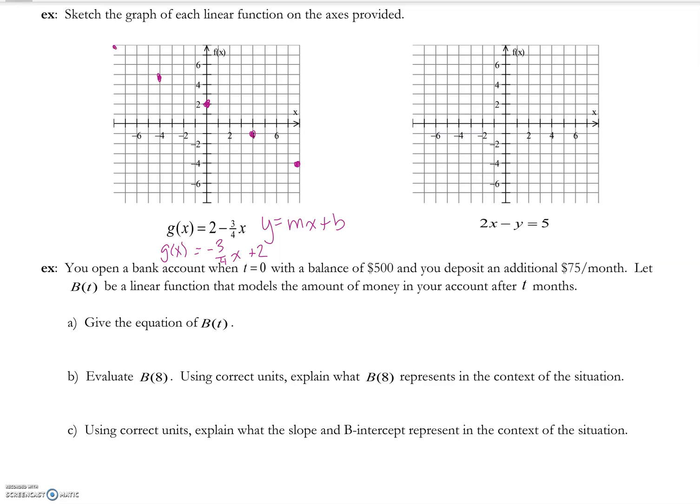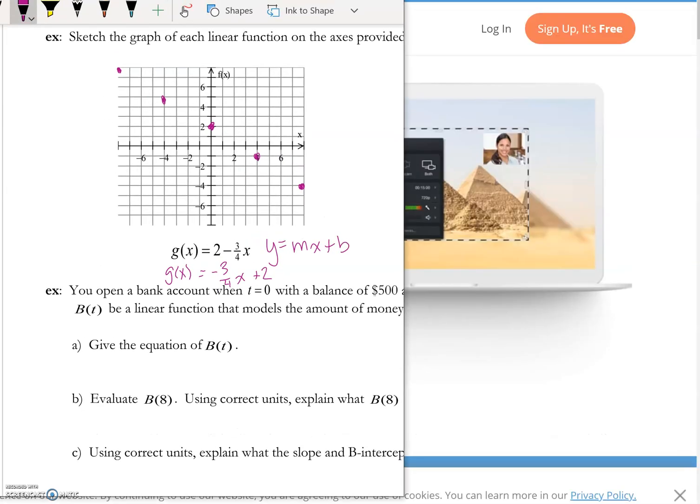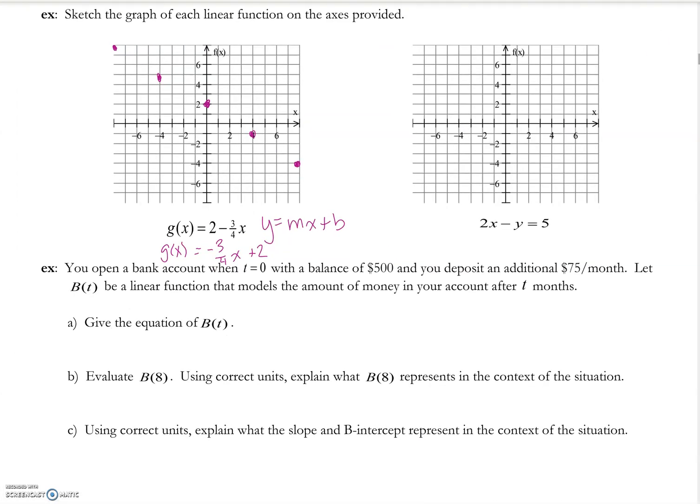And then I want to connect my points with a straight line. If you have a straight edge, I would recommend using a straight edge. And since linear functions have an infinite domain, we are going to end this with arrows.